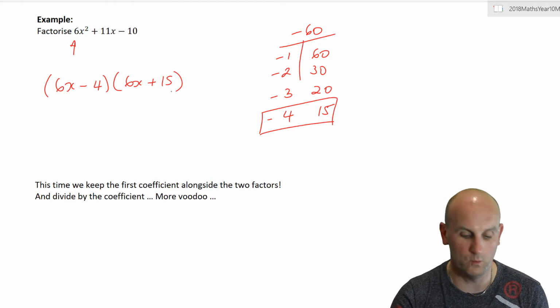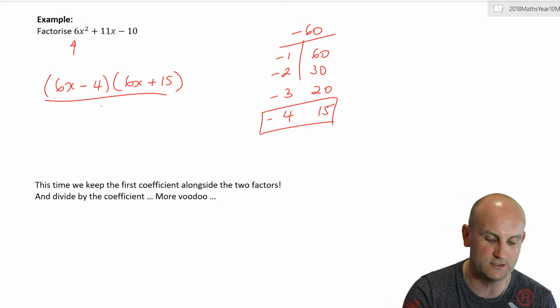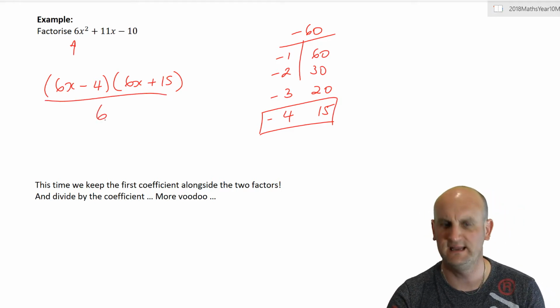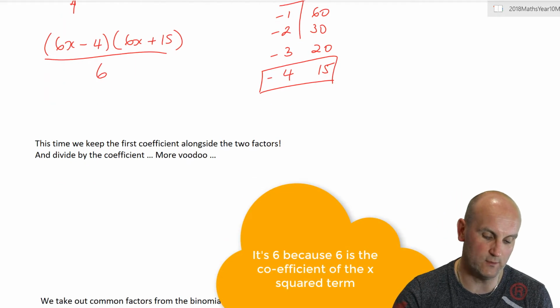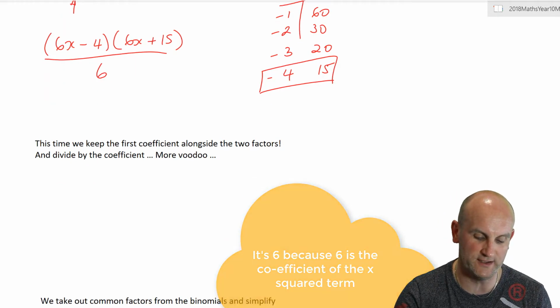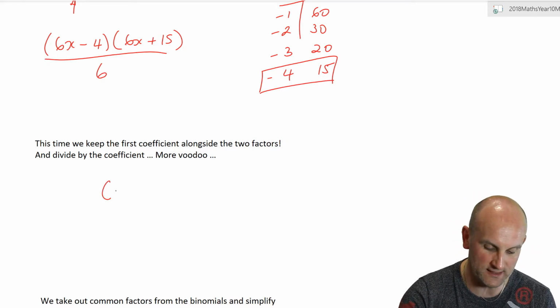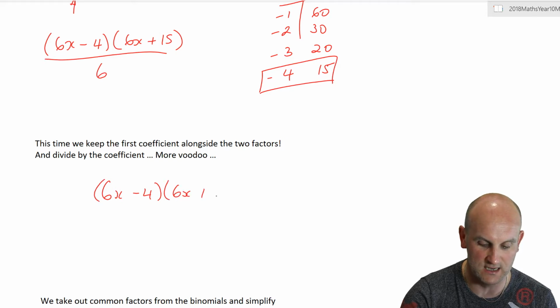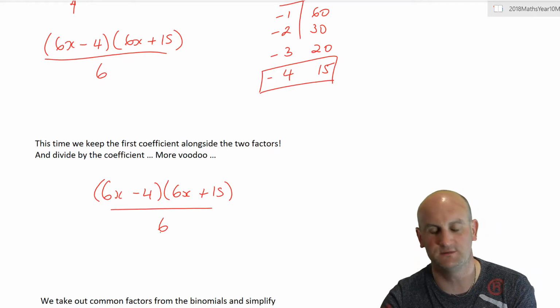All right, now what I then have to do is go down under and put something underneath there, which just so happens to be a 6. Random. So, as I say here, we keep the first coefficient alongside the two factors and divide by the coefficient. Right, okay, so I'm actually just going to copy that down because I've written it in the wrong place. I'm too excited for my own good. 6x plus 15 on 6. So the bit above should have just been the T method.